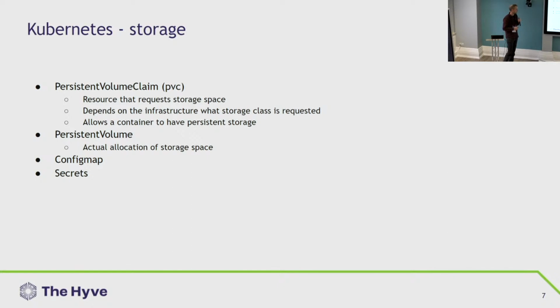So you have a claim. This is just saying, I have this pod. It wants to have this data, but then the persistent volume is actually the allocation of that storage space. So the claim doesn't have any storage space. It just says, I want to have this data. And then the volume actually says, this is the data.